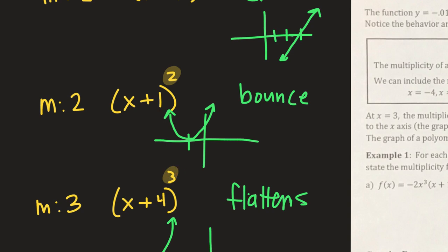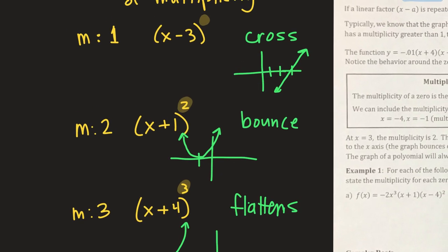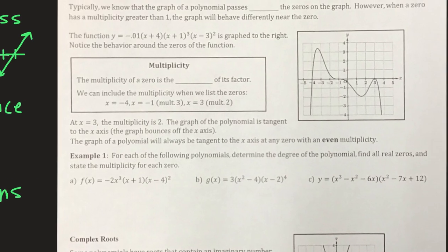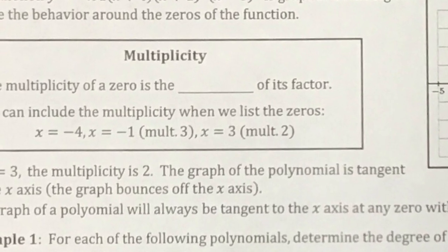So any odd multiplicity will always cross your x-axis, and any even multiplicity will always bounce on your x-axis. So if this were a 4, then it would bounce, but much flatter. So the higher the multiplicity, the flatter it is where the zero is. Okay, so going back, that was just an aside here. The multiplicity of a zero is the blank of its factor. Oh yeah, exponent, we just talked about that. It's the exponent, or the power, of its factor.